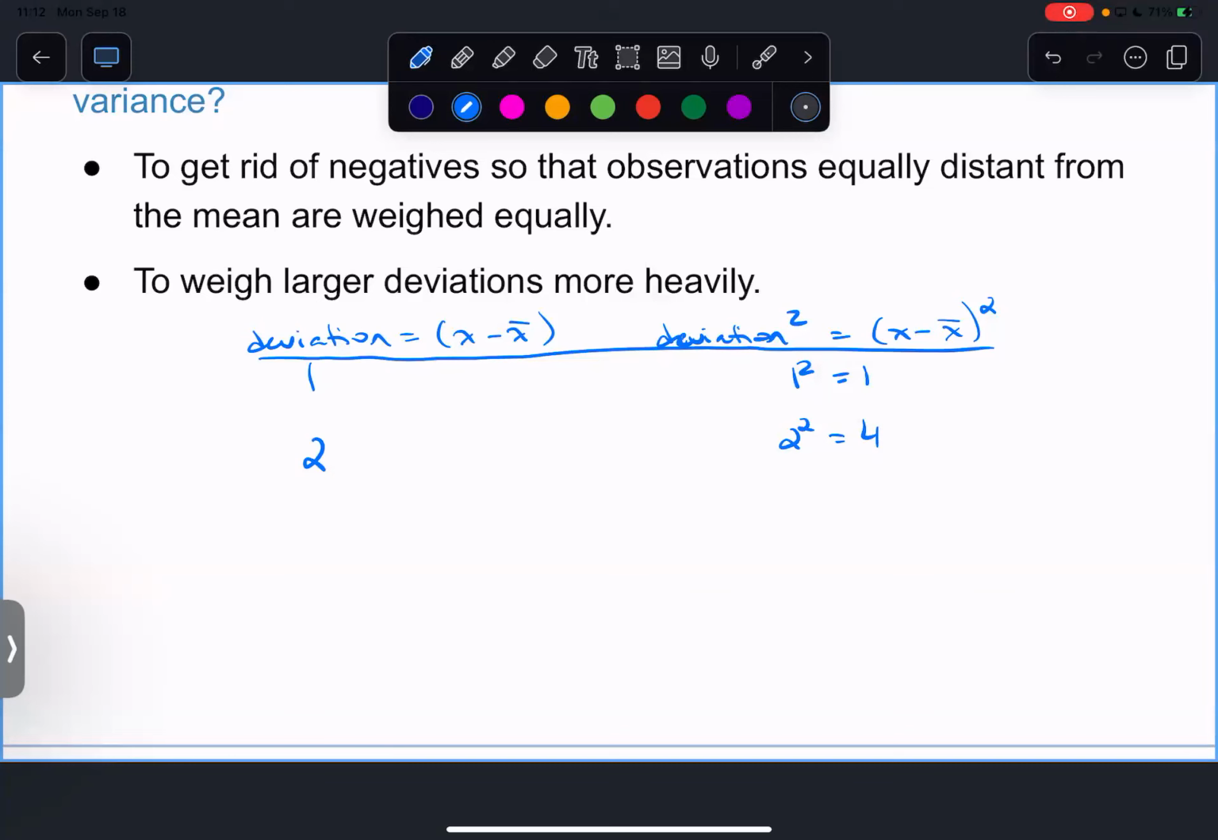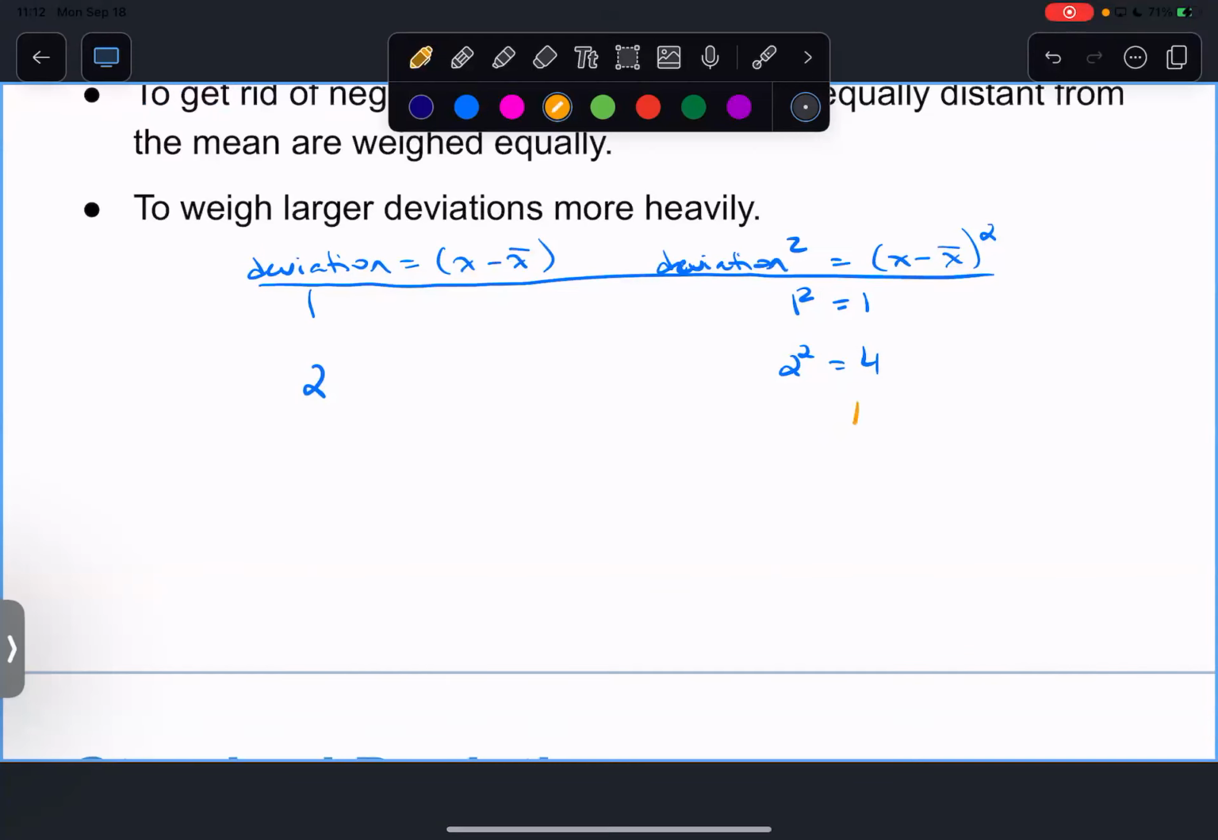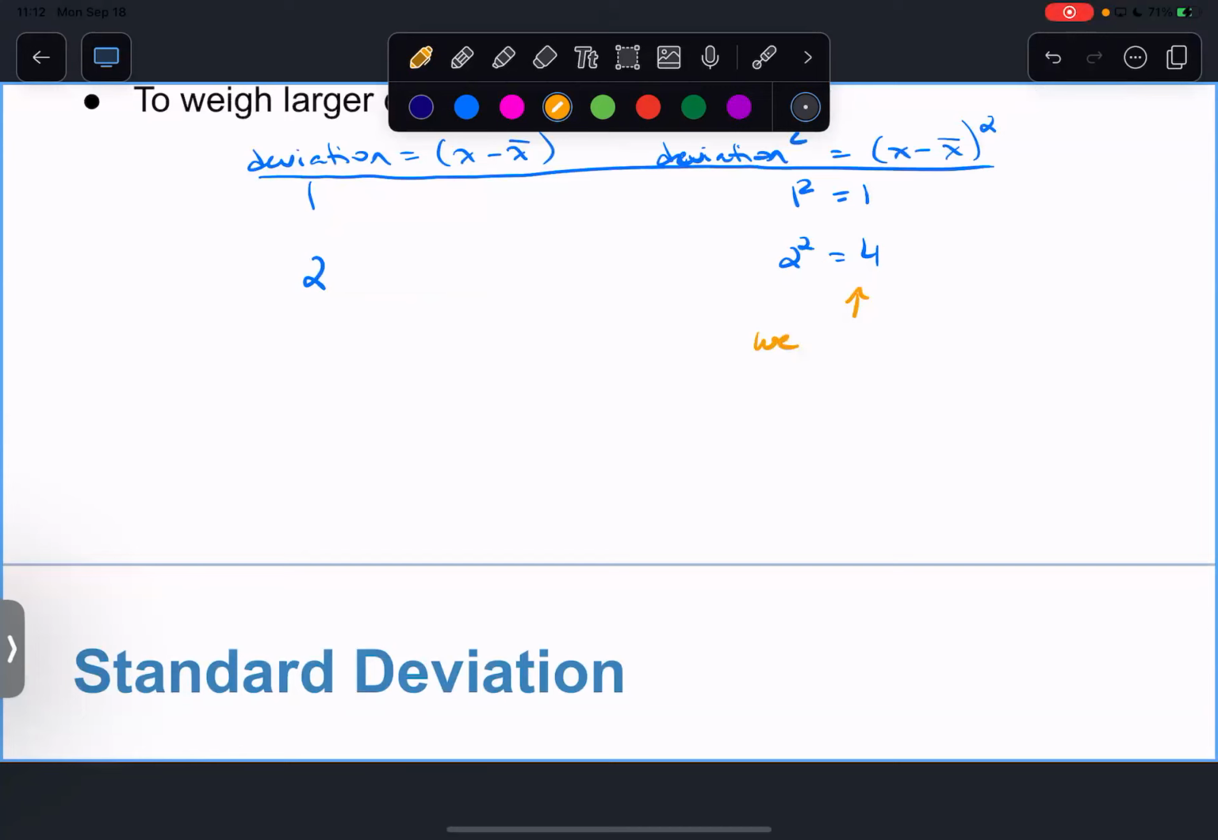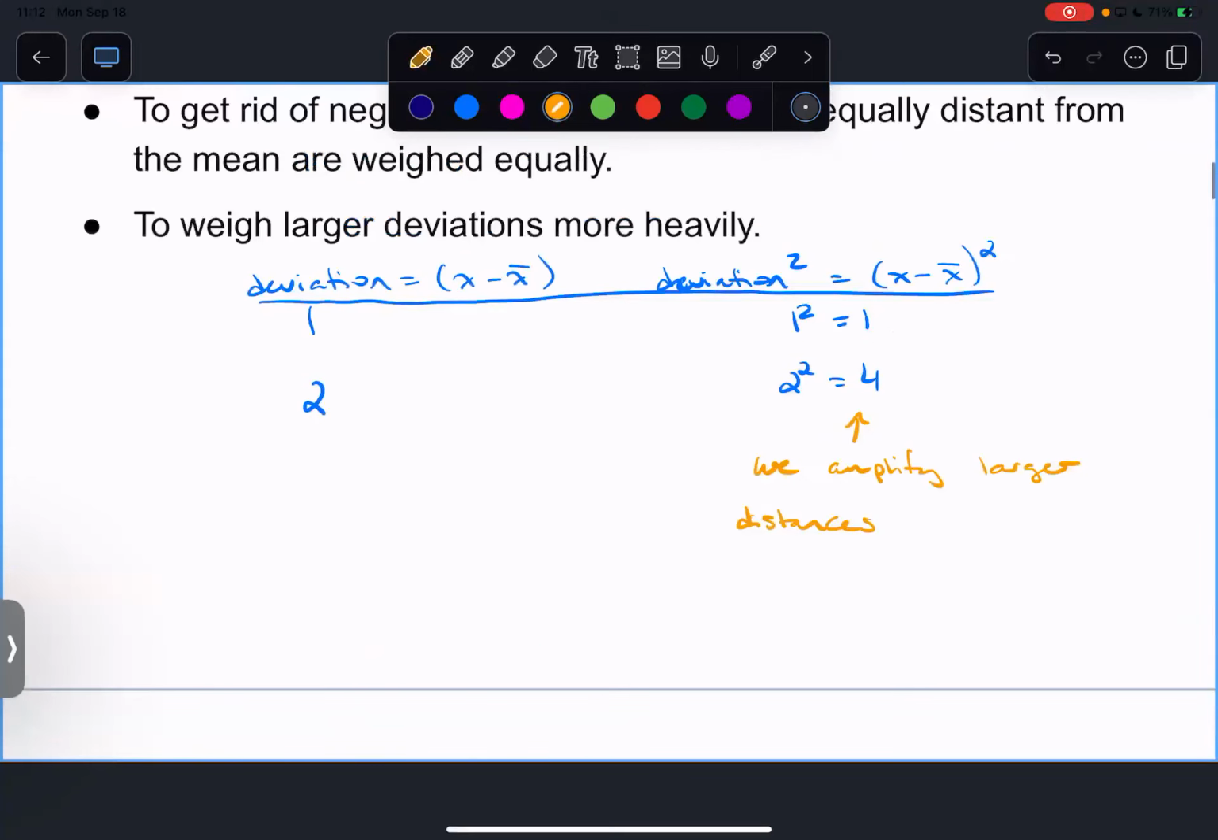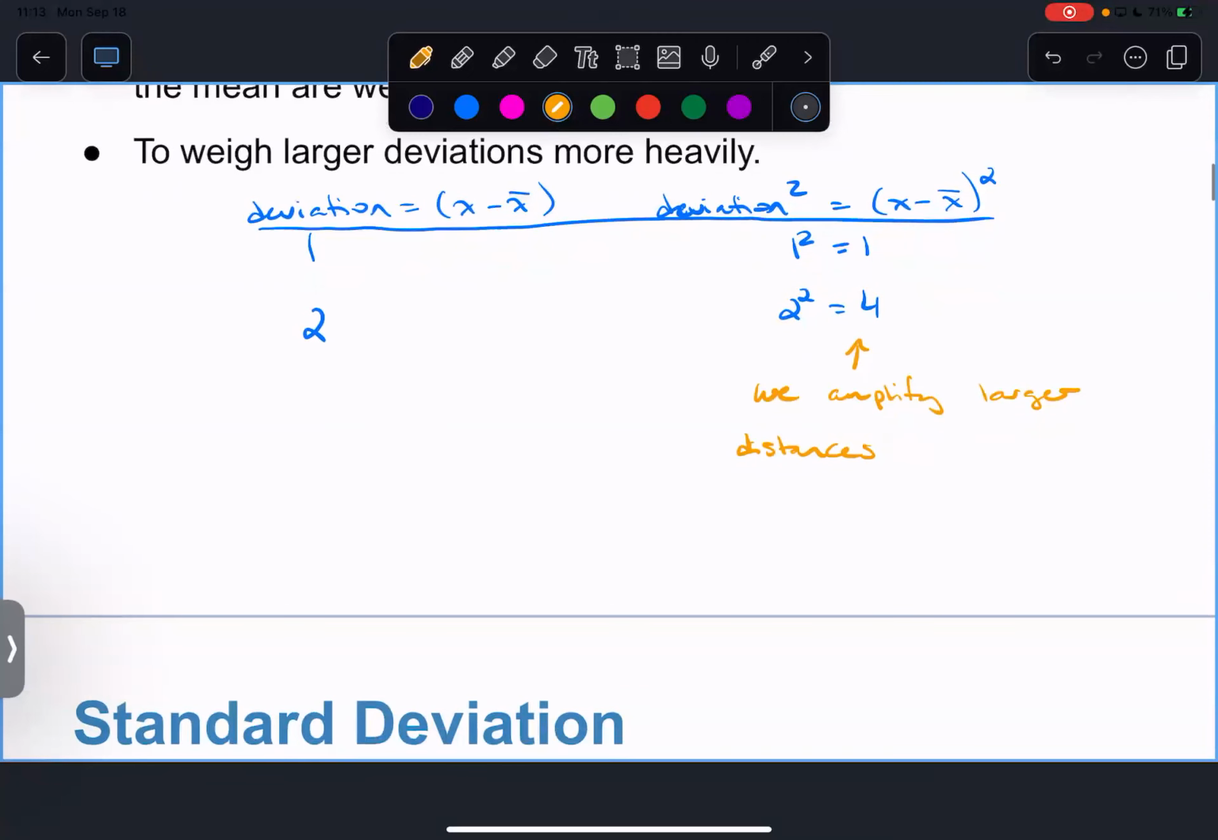Okay? And so here, I like to think of it as we amplify larger distances instead of just saying the squared deviation is, right? It's not linear anymore. It's 1 goes to 1, but 2 goes to 4, 3 goes to 9, and it kind of explodes. Right? So we're penalized for those large distances.